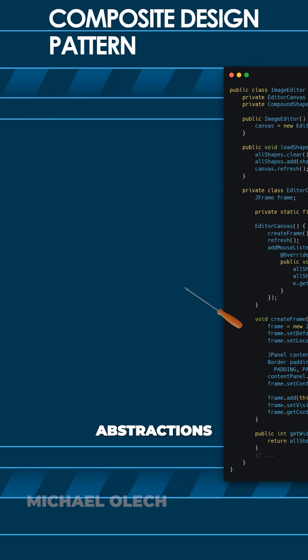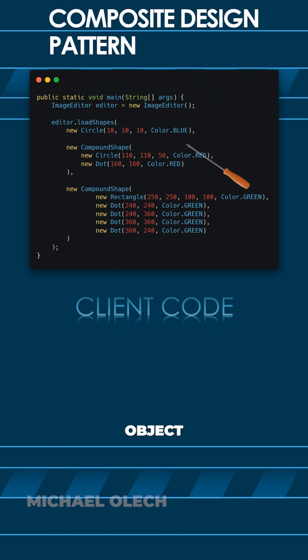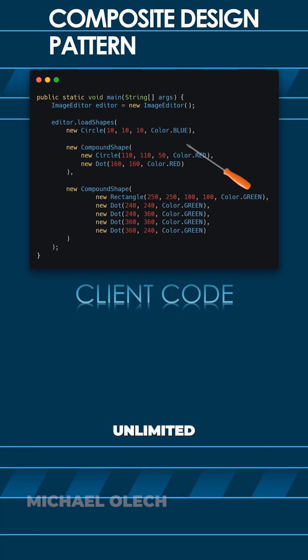Thanks to all of these abstractions, client code is stunningly simple. All we have to do is to create an image editor object and load all previously defined shapes with unlimited nesting possibilities.